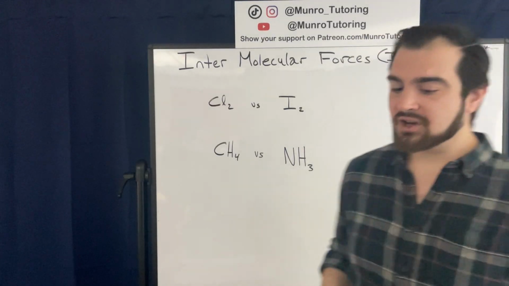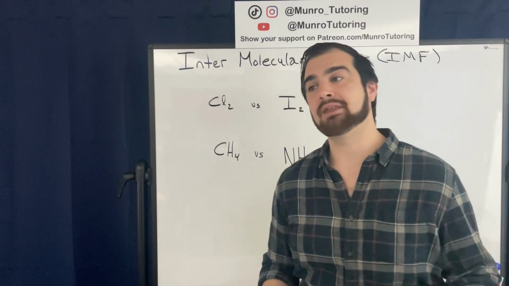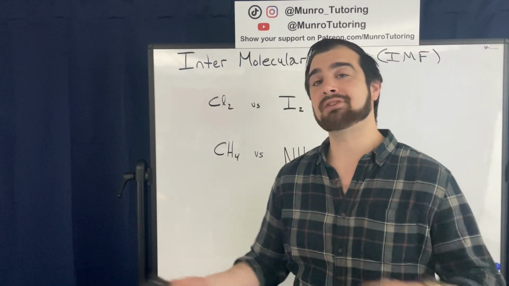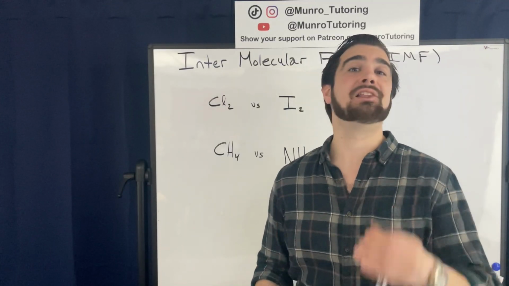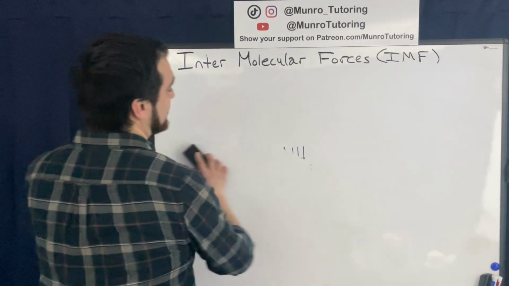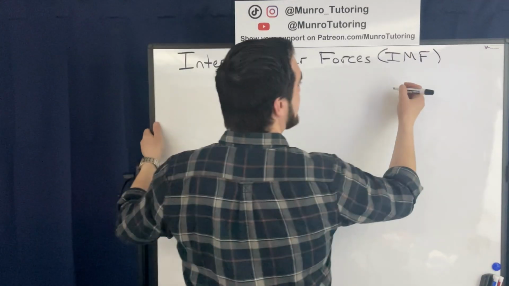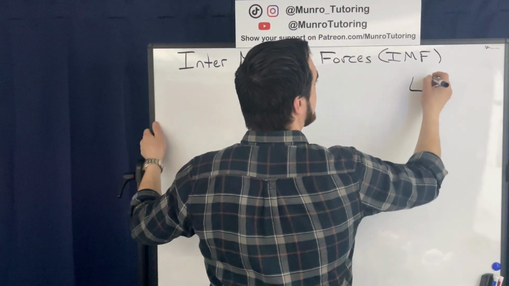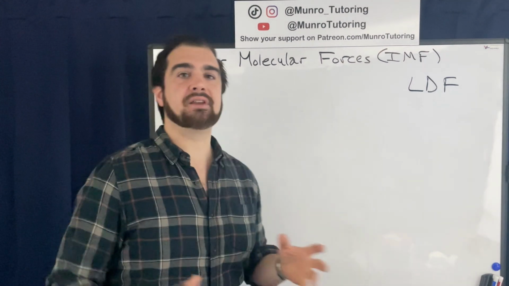So let's talk about the general types of intermolecular forces. We're going to start with the simplest one that everything does, and that's called dispersion forces, sometimes London dispersion forces. And so let's figure out what London dispersion forces are. Well, let's list this off over here as London dispersion forces. And let's start with an example.